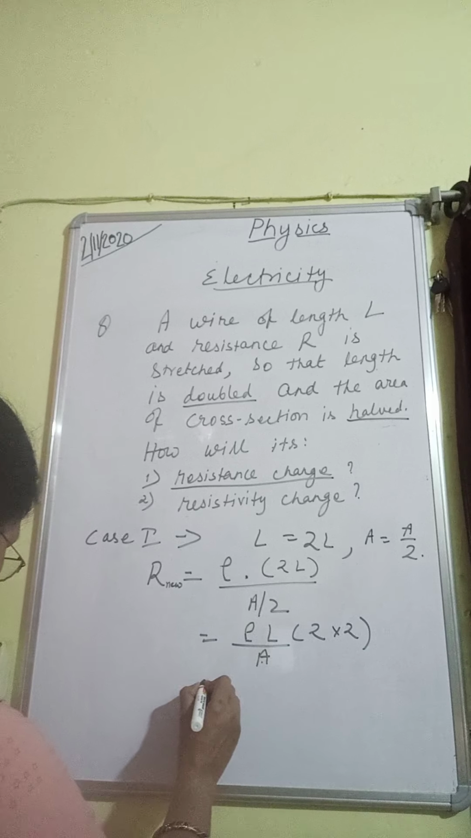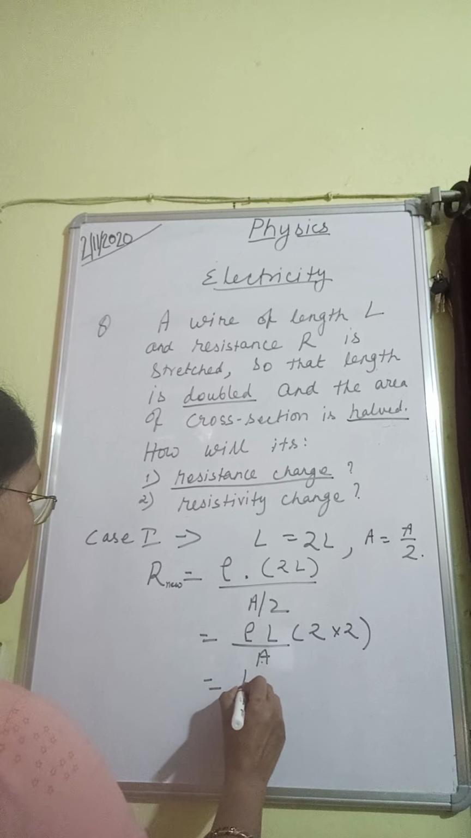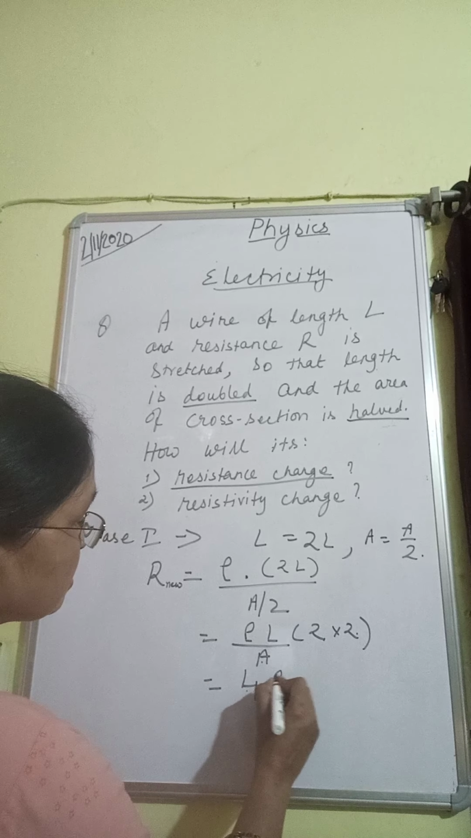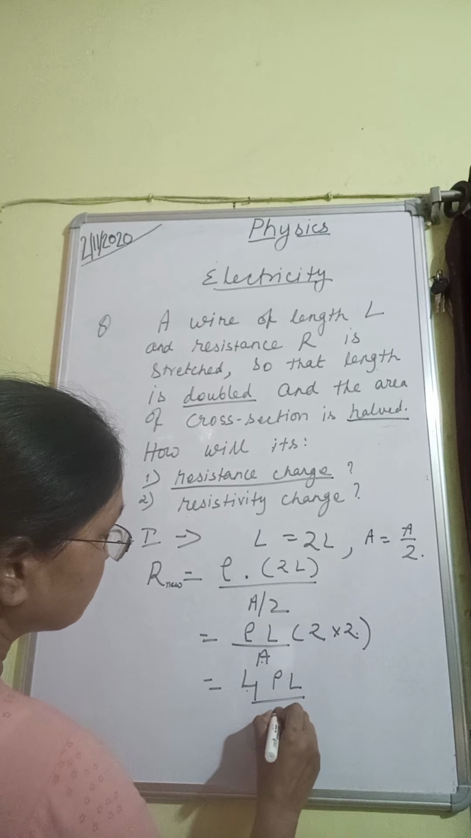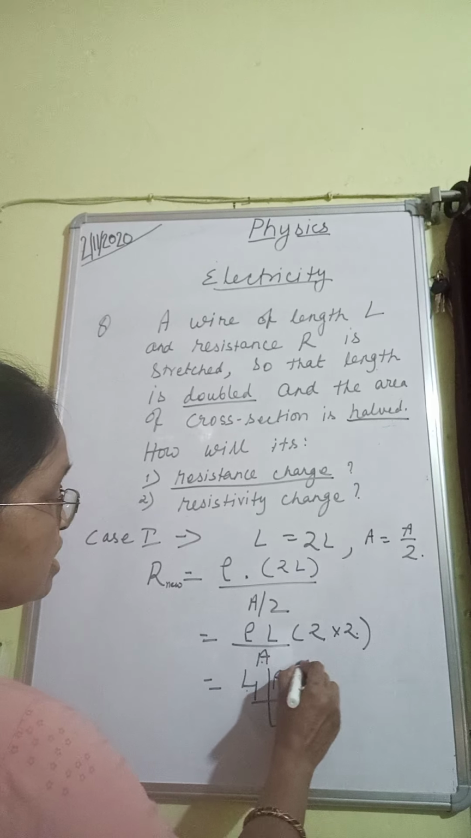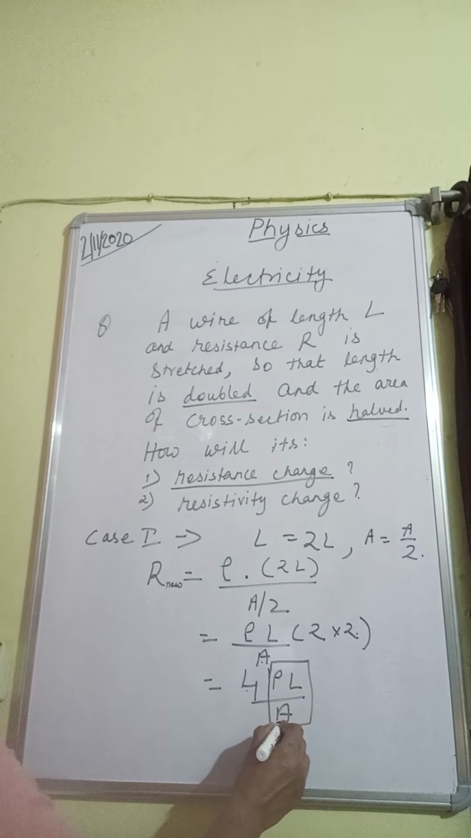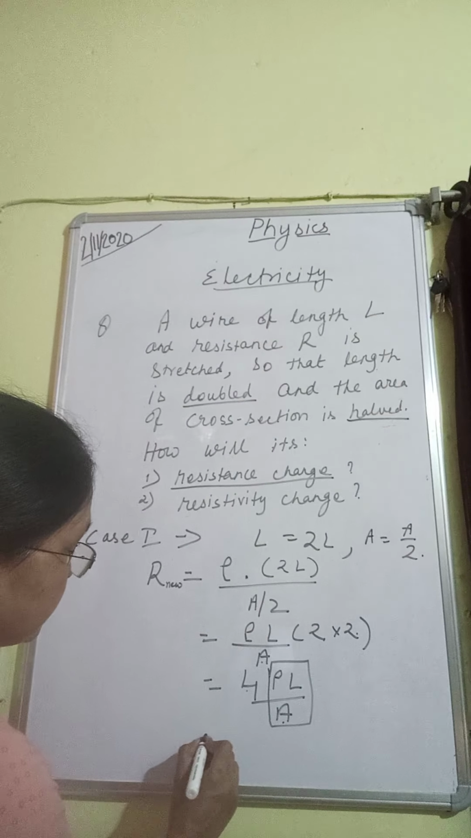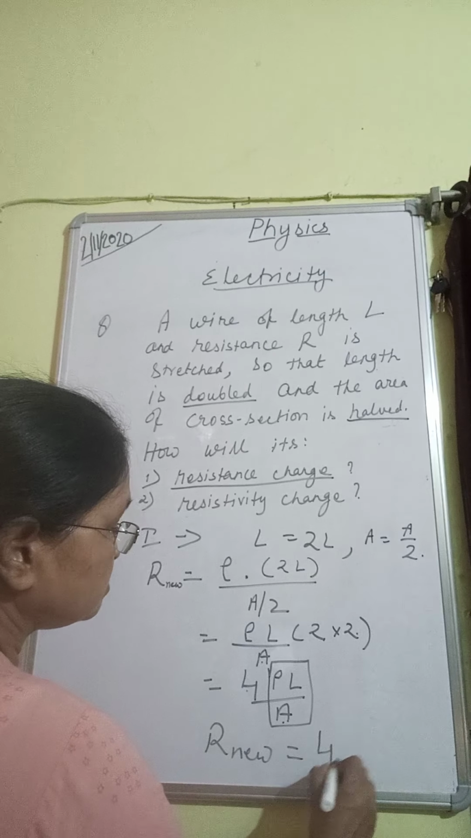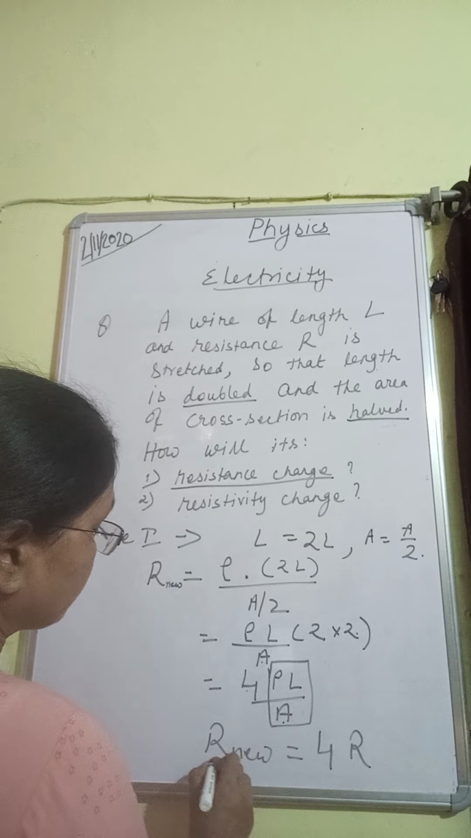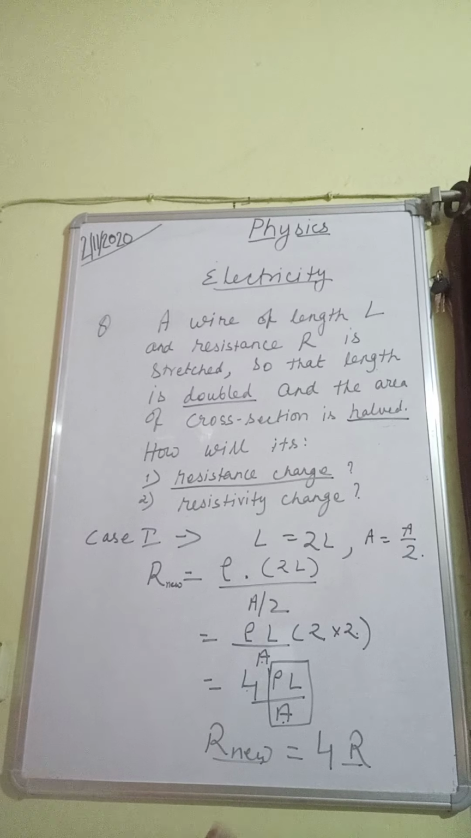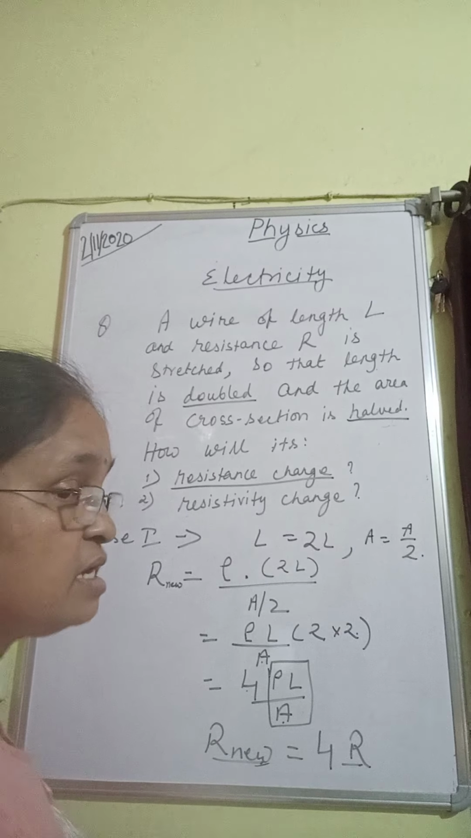So we can write this as 2 into 2, 4, rho L by A. Rho L by A is the previous resistance, we know the formula, and the new resistance we get, that is R new is equal to 4 times the resistance. That means the resistance increases 4 times. New resistance increases 4 times.